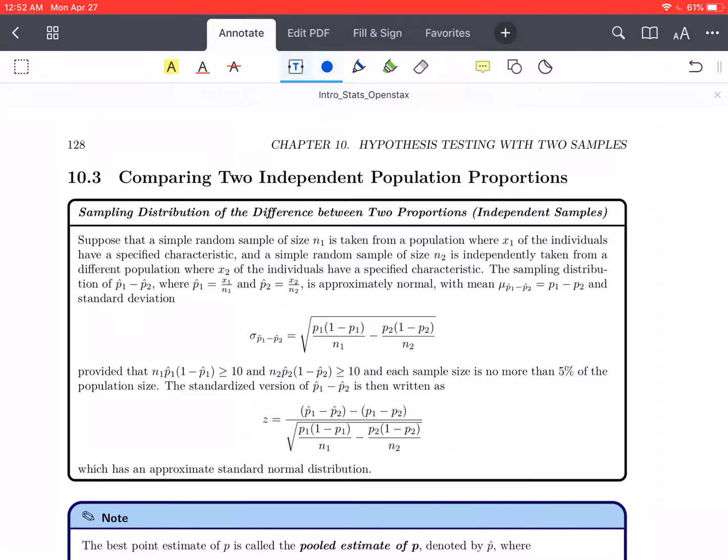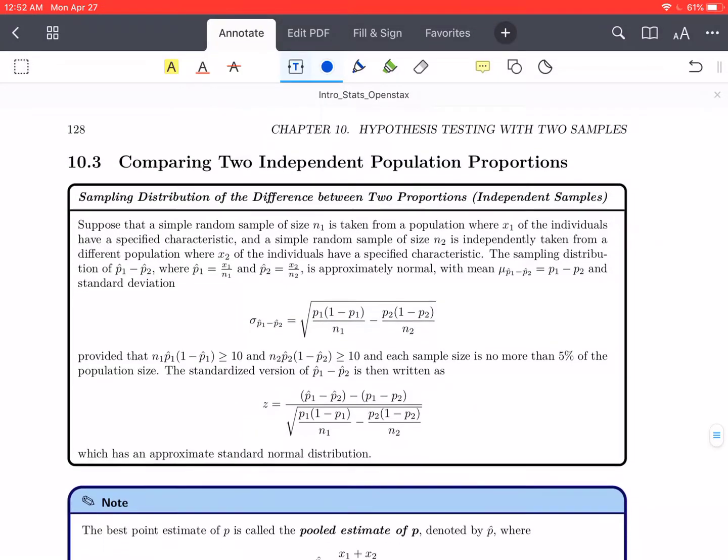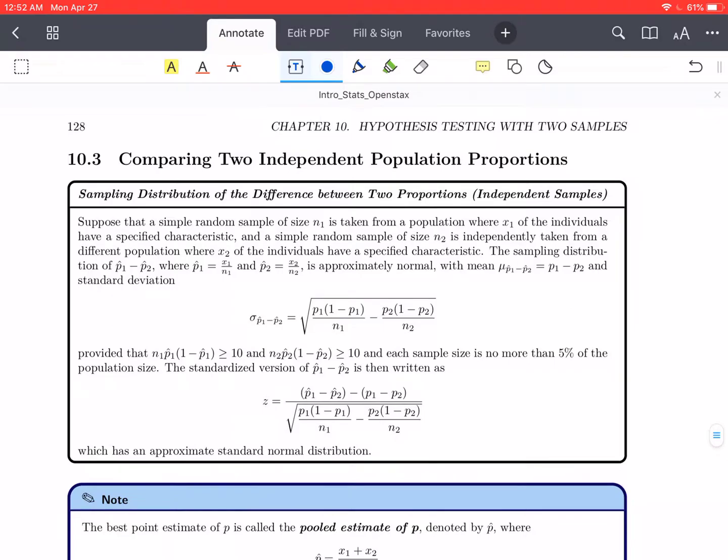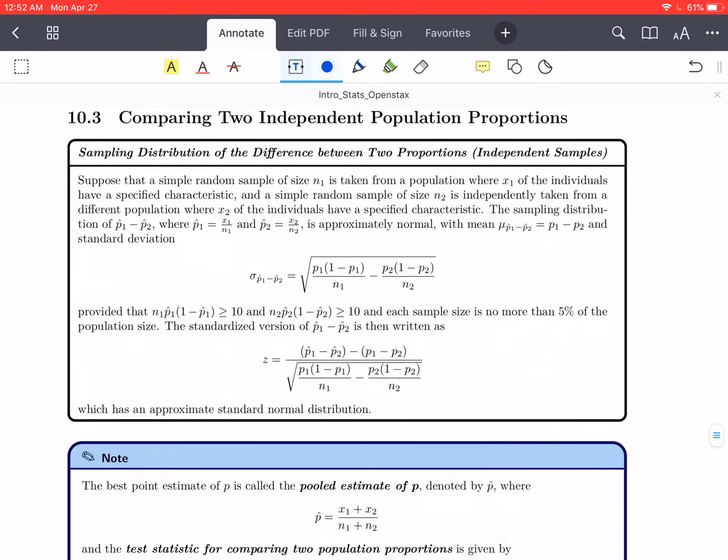Alright, we are back in section 10.3, comparing two independent population proportions. So we're looking at, again, two samples, but we're looking at proportions this time rather than means like we were in the first section. So suppose that a simple random sample of size n1 is taken from a population where we can define p1 hat to be the sample proportion for that first sample, and that we get from x1 over n1, where x1 is the individuals with our characteristic, and n1 is our sample size.